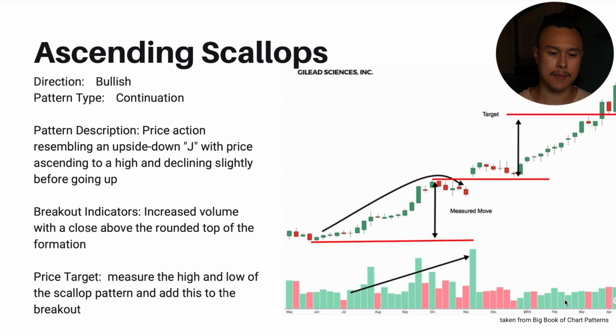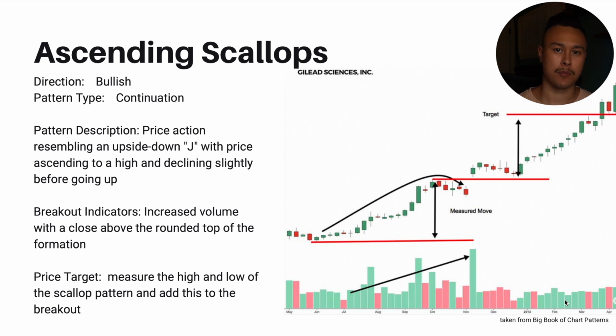What it looks like is an upside down J, with price ascending to a high and declining slightly before ascending back up again. So for a breakout indicator, you want to see an increase in volume. So as price is moving up, you're going to see an increase in volume. Then volume starts to taper down a little bit when the J is being formed, the bottom of the J is being formed, and then volume will spike up again as it breaks out to the upside.